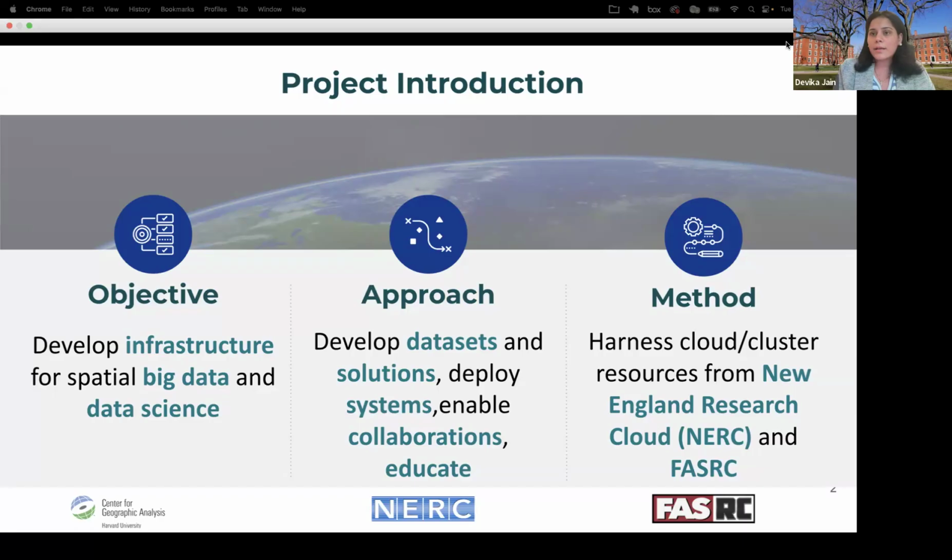To do this, we started looking for resources which are available to us to enable this kind of work. And we focused mainly on our in-house resources due to the cost savings. The two resources which we have widely used in this work are FAS Research Computing, the high performance computing cluster provided to us, and the New England Research Cloud, which provided us the cloud computing resources.